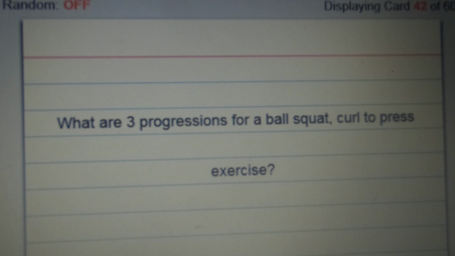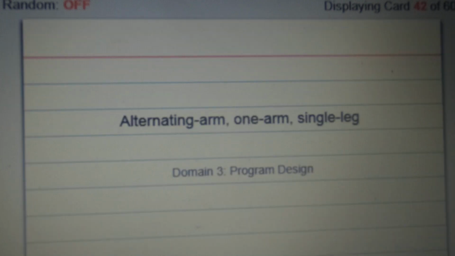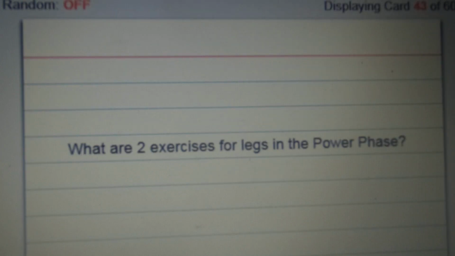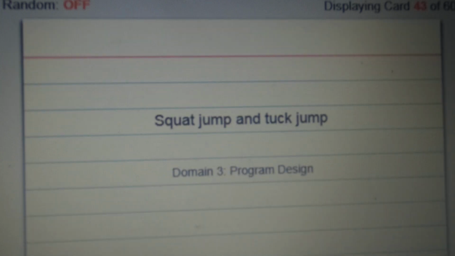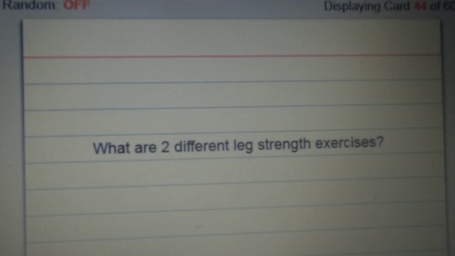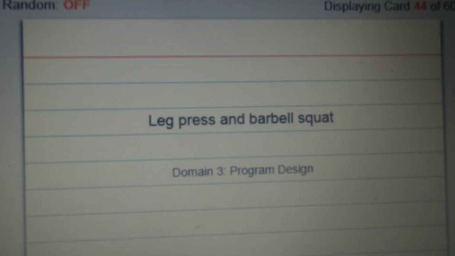What are 3 progressions for a ball squat, curl, to press exercise? Alternating arm, 1 arm, single leg. What are 2 exercises for legs in the power phase? Squat jump and tuck jump. What are 2 different leg strength exercises? Leg press and barbell squat.